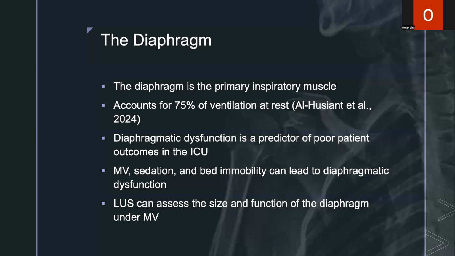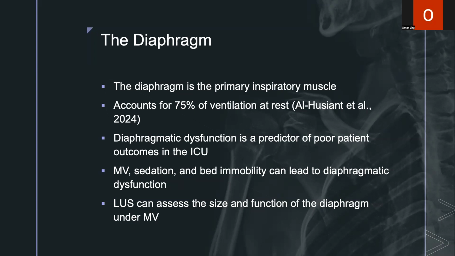The diaphragm. The diaphragm is a primary inspiratory muscle. It plays a significant role as the primary inspiratory muscle involving breathing. It is no secret in the respiratory community that the diaphragm muscle is used during inspiration and is passive at expiration. It accounts for 75% of ventilation at rest.